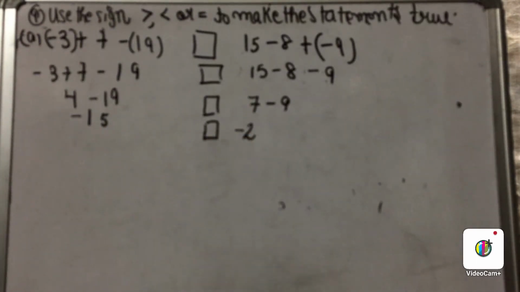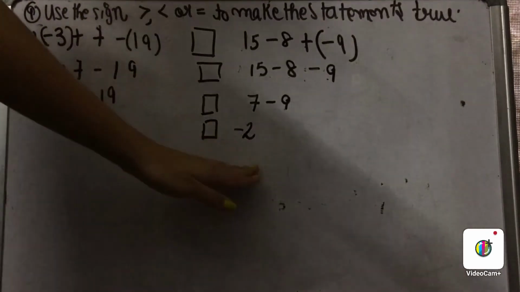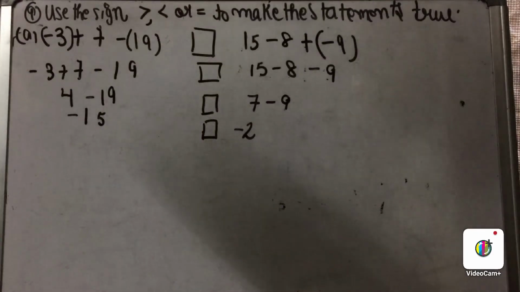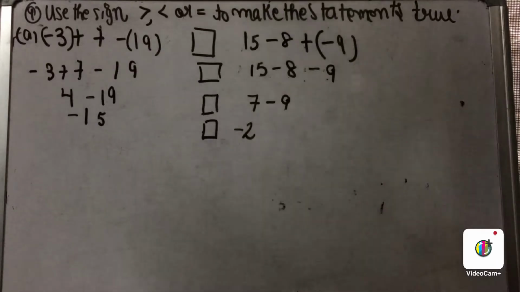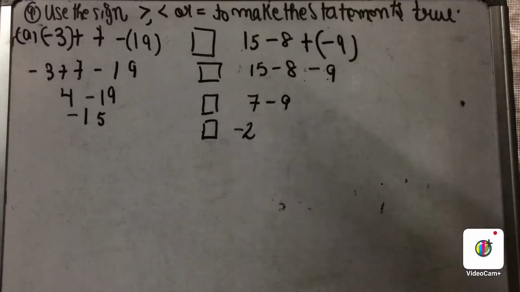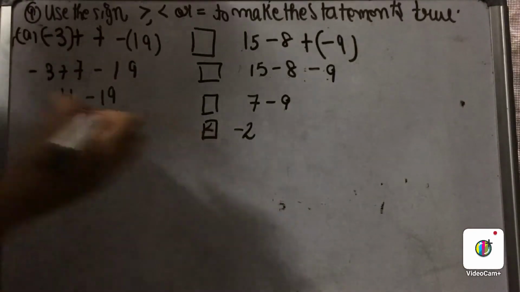So now as I said to you, which one is bigger? The bigger one is minus 2 because it is on the right of the number line. Just imagine the number line in your mind and you will notice that minus 2 is on the right of the number line while minus 15 is on the left of the number line. So the bigger one is minus 2.